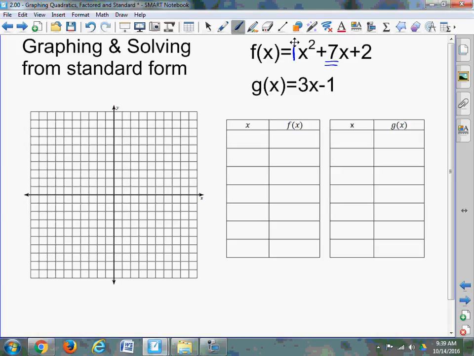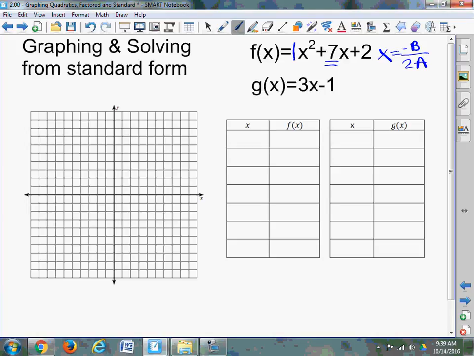Also, g of x is a linear function, which makes it a tiny bit more difficult, but we should be comfortable now with evaluating linear functions. So from standard form, what we're interested in is b and a. It's negative b over 2a, right? That's the relationship that we discovered between the x-coordinate of the vertex and standard form.